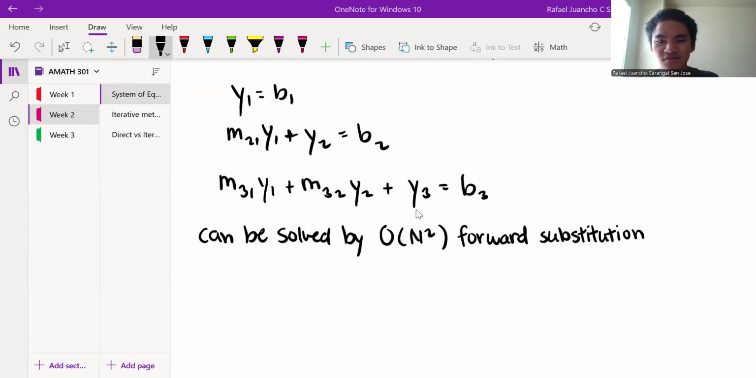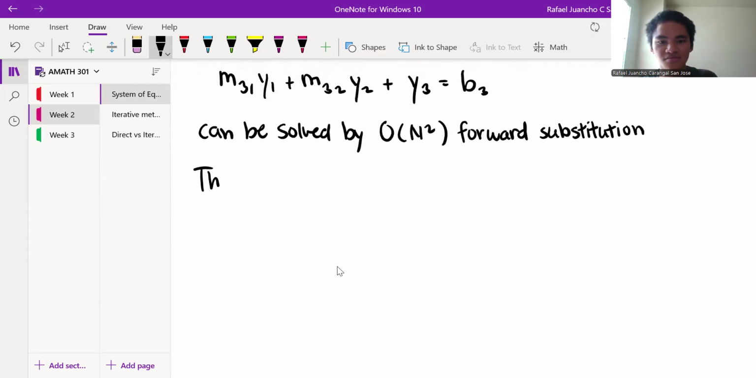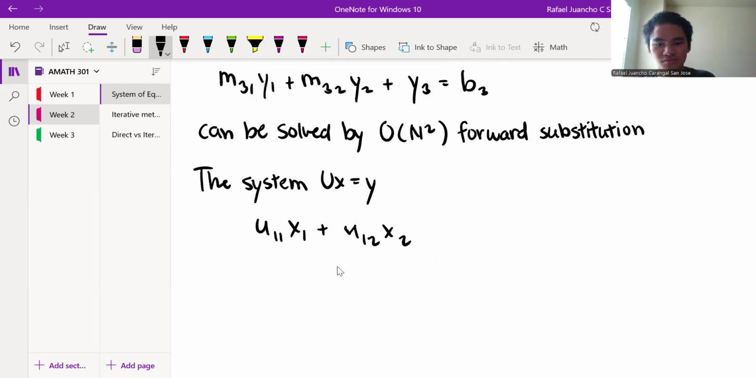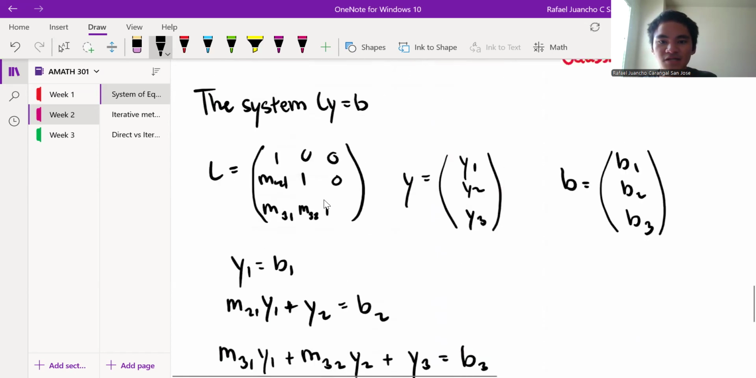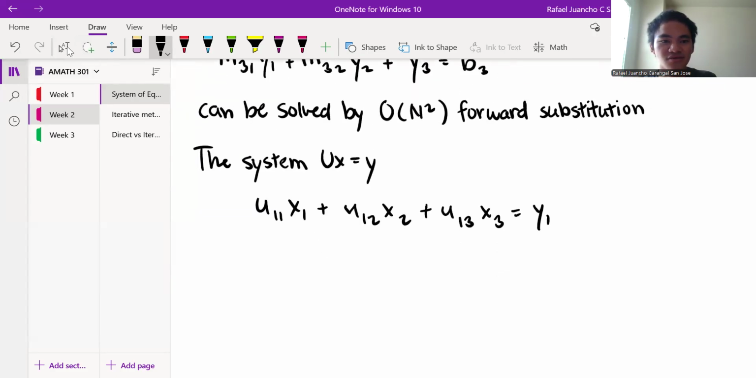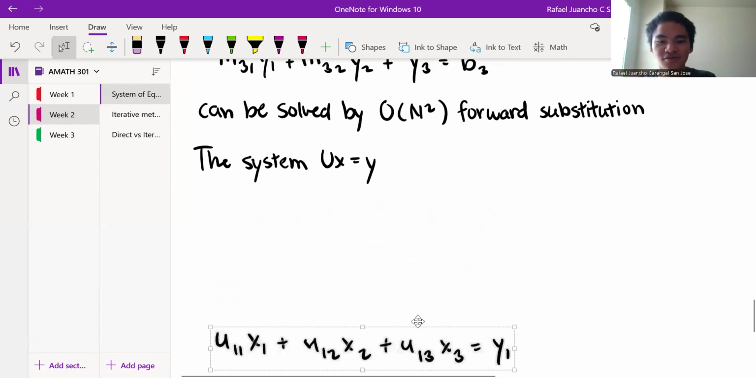Then we do the same thing for the system Ux equals y. I'm not going to go through the nitty-gritty anymore, but basically we'll get these solutions. So we get u11 x1 plus u12 x2 plus u13 x3. This will give us some y value, y1. Actually, let's just draw this out. I want it clean, just so that I know what I'm doing.